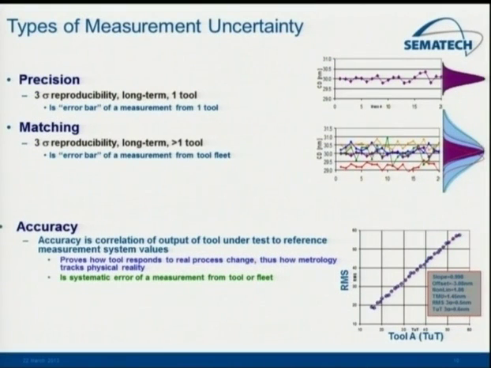Just a slightly different way of looking at that: precision is effectively the error bar of the measurement tool. If you take the same feature and run the measurement tool on it multiple times in a row, how well is that controlled? What's the distribution of those measurements? That gives you some inherent capabilities of that measurement tool. Accuracy is how you calibrate that to some reference metrology system. If you have a tool being tested versus the reference metrology, you can make some sort of calibration curve.